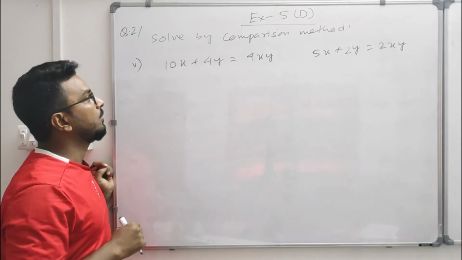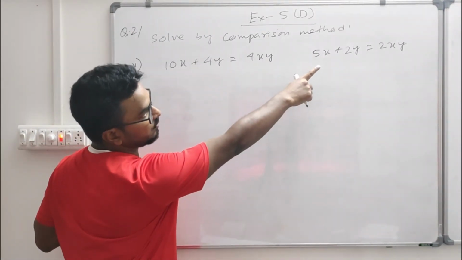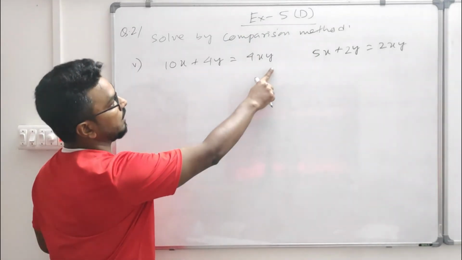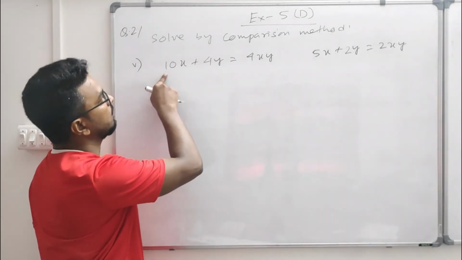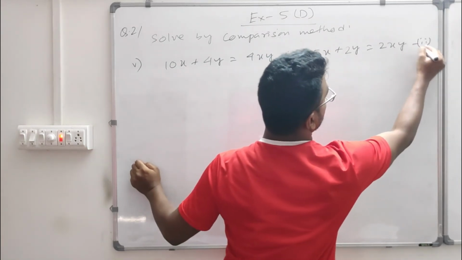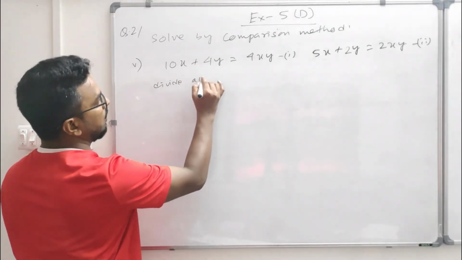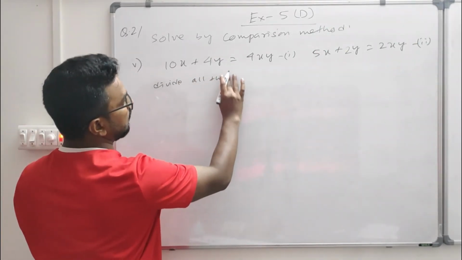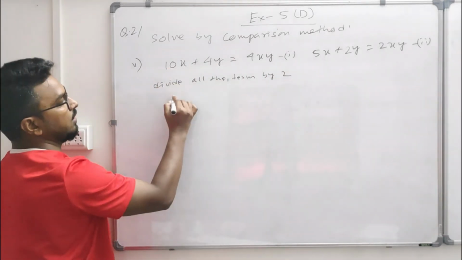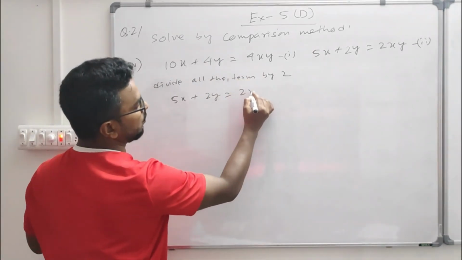In the next question, it is given 10x plus 2y equals 4xy, and here 5x plus 2y equals 2xy. Now you see, if you take 2 as common here, if you divide all these numbers by 2, this is equation 1 and this is equation 2. If you divide all the terms by 2, what you will get? You will get 5x, and if you divide by 2, this will get 2y and this will become 2xy.